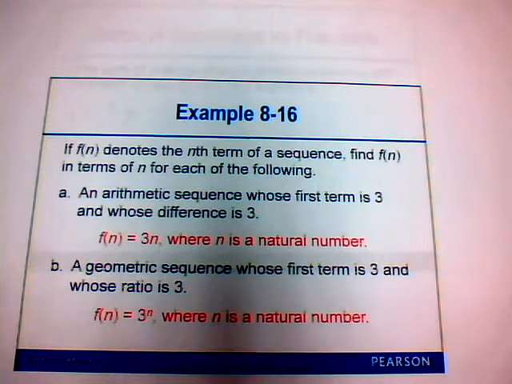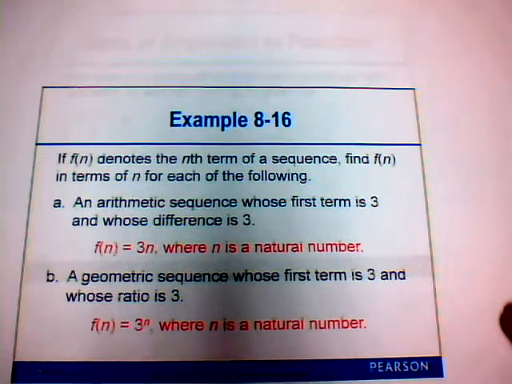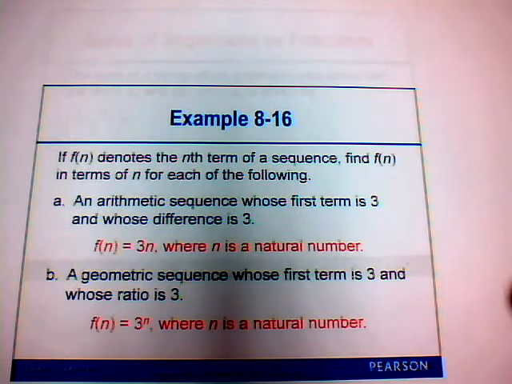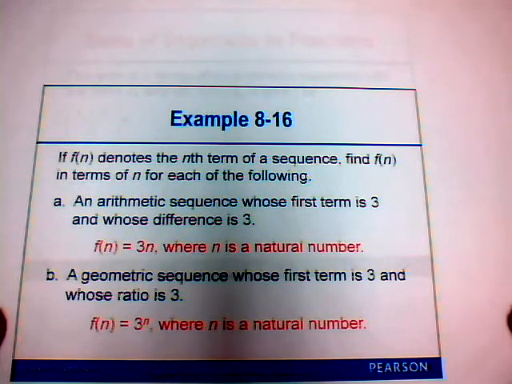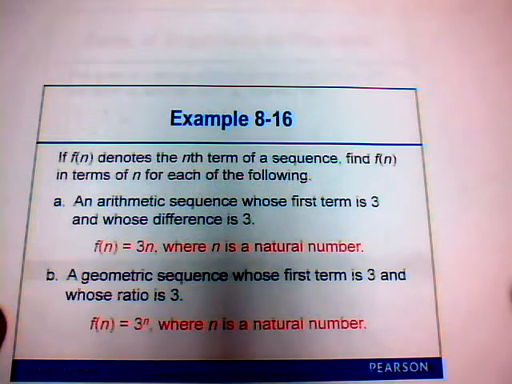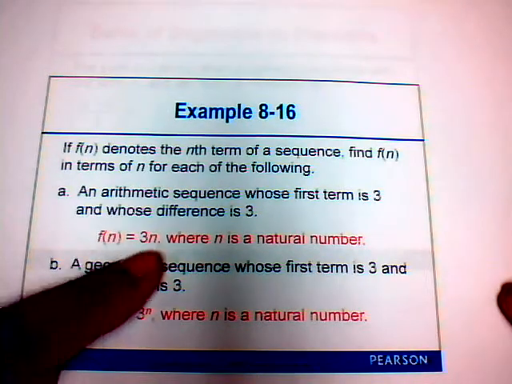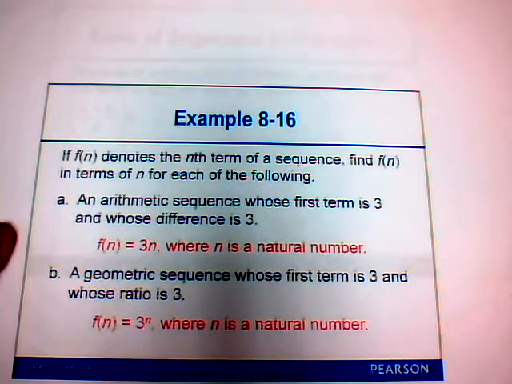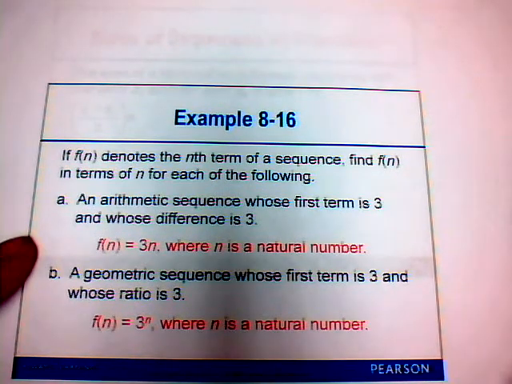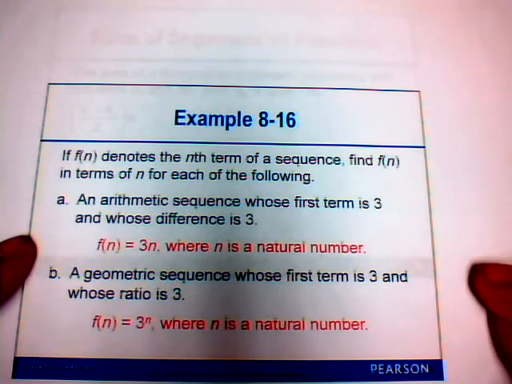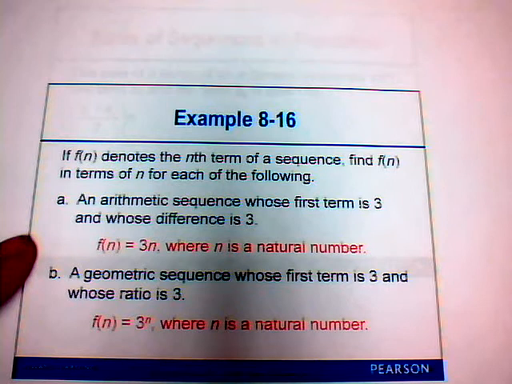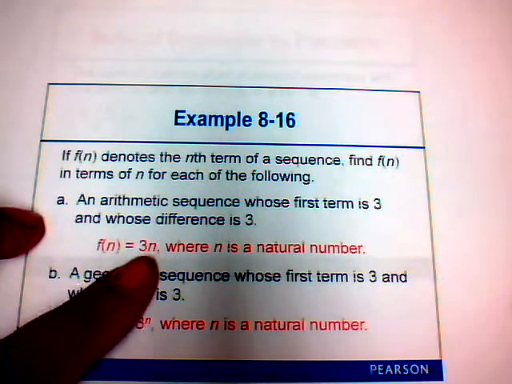Look at this example. If f of n denotes the nth term of the sequence, find f of n in terms of n for each of the following. An arithmetic sequence whose first term is 3 and whose difference is 3. In this case, f of n is equal to 3 times n, and n is going to be a natural number. Because the first term is 3, and the difference is 3, so 3 plus another 3 is 6, then 9, 12, 15, 18, and so on. So it'll be 3 times n.